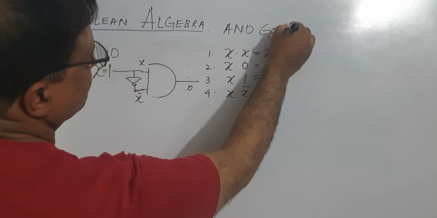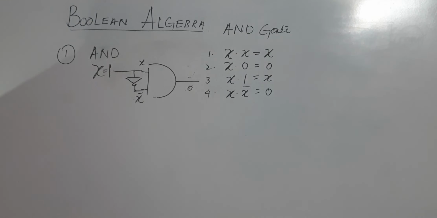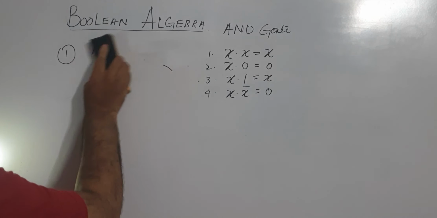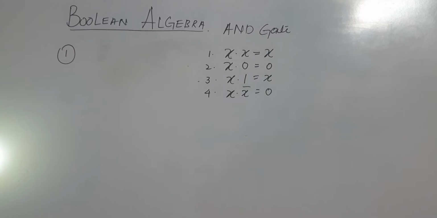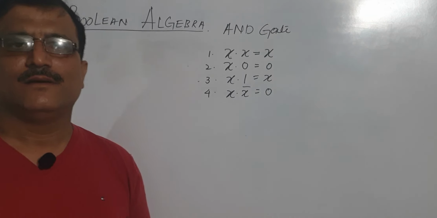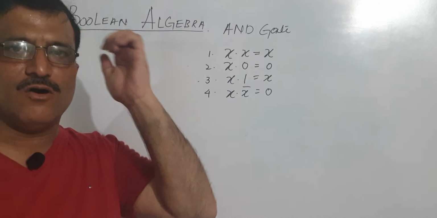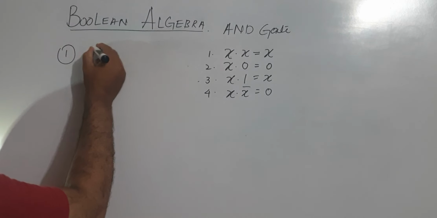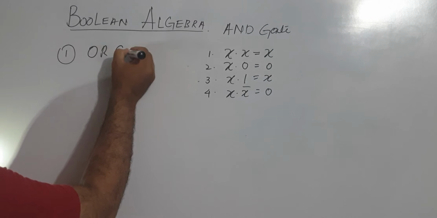Let me write it here. Next, we have the second basic logic gate, and what is the name of that second logic gate? Yes, the name of the second logic gate is the OR gate. So we will write the OR gate here.